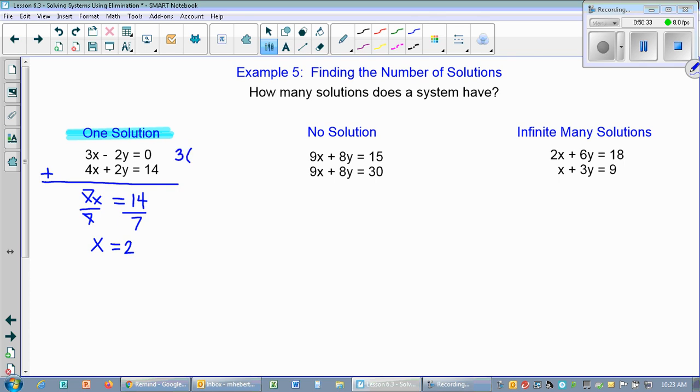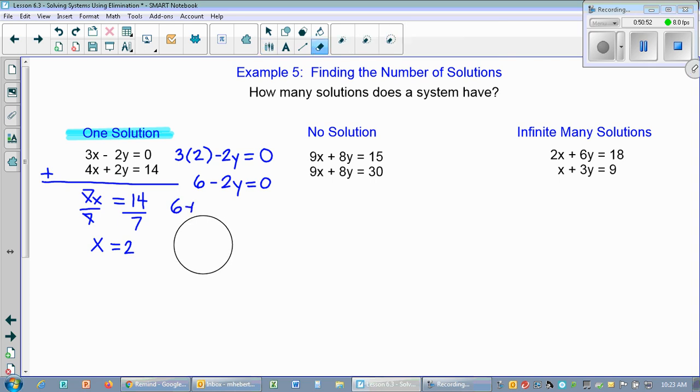So we have 3 times the x value minus 2y is equal to 0. Substitute x for 2. 3 times 2 is 6. Minus 2y is equal to 0. We need to get the negative 2y by itself. So the opposite of plus 6 is a minus 6.